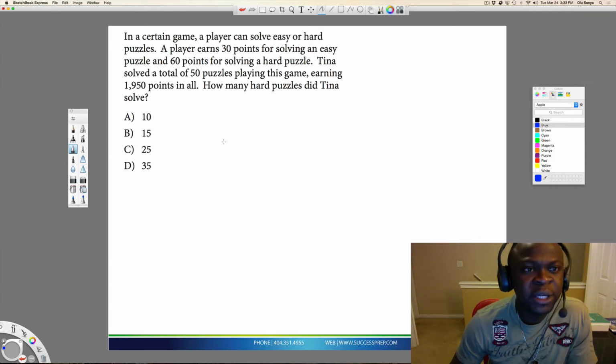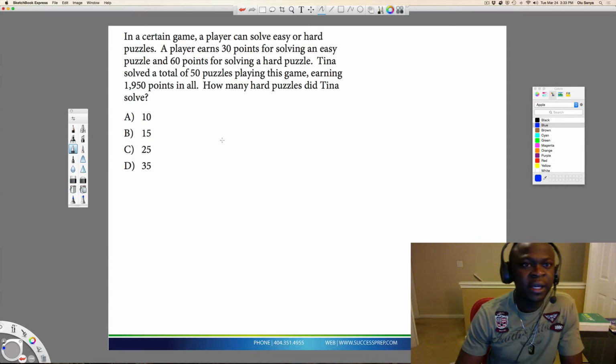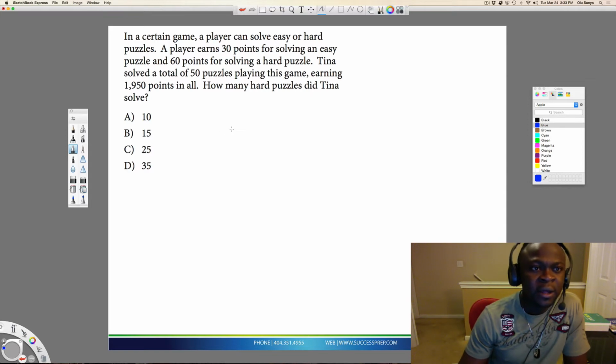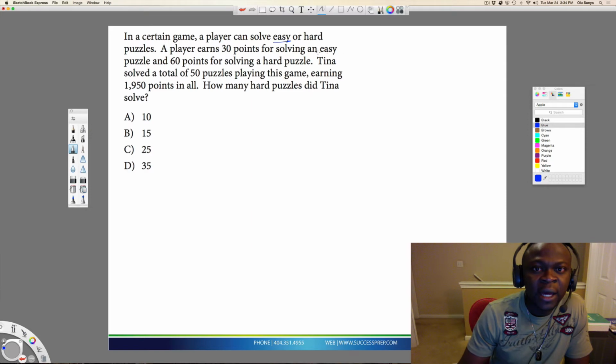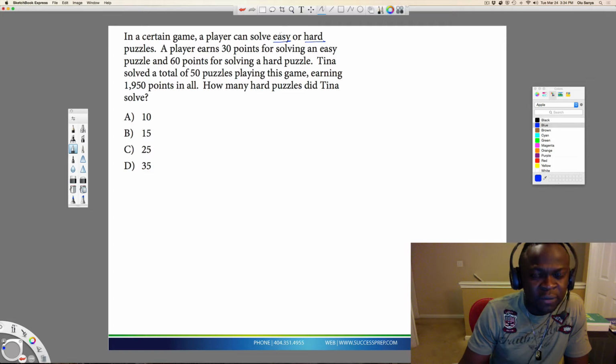All right, for this PSAT question, the key idea here is understanding that there's an easy question and there's also a hard question. We need to give some variables for the easy question and the hard question in this puzzle, because what they're looking for here at the end of the day is a series of equations.